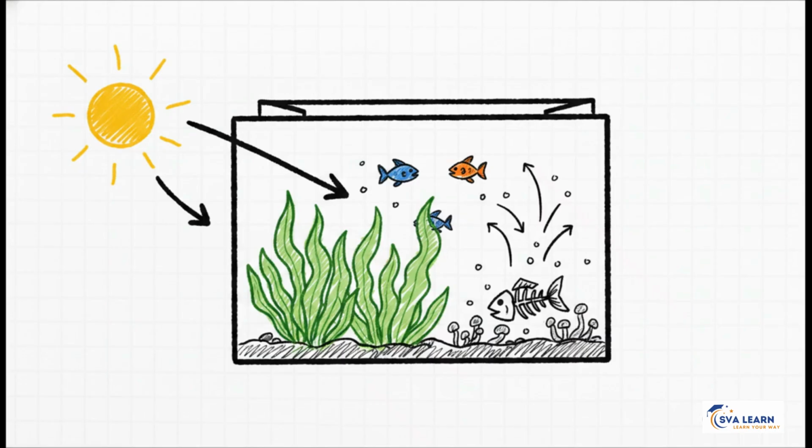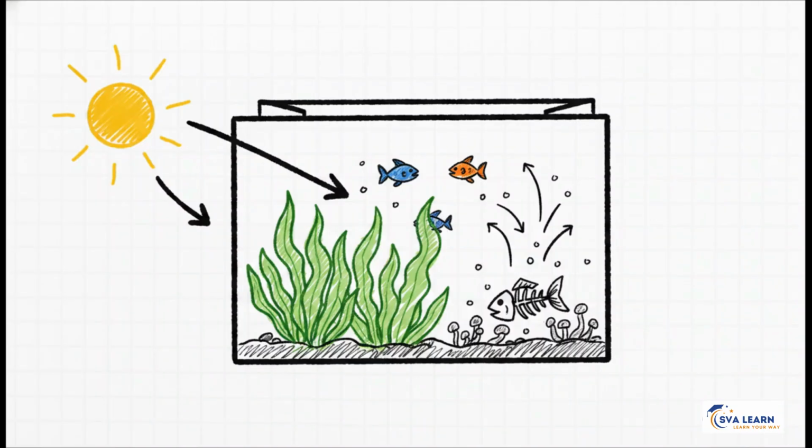Let's look a bit closer at the cast of characters in our tank. First up, the producers. These are our aquatic plants, which use sunlight to literally make their own food, like sugars. Then we have the consumers, our fish, who depend entirely on those producers to survive. But here is a critical question for you. What happens if we never, ever clean the tank, and a fish dies? If we do absolutely nothing, the water's going to get murky and toxic really fast.